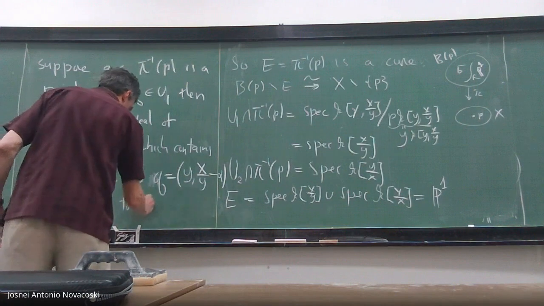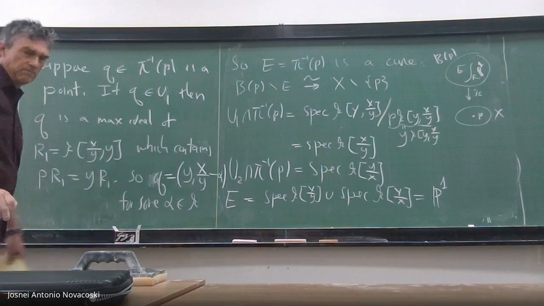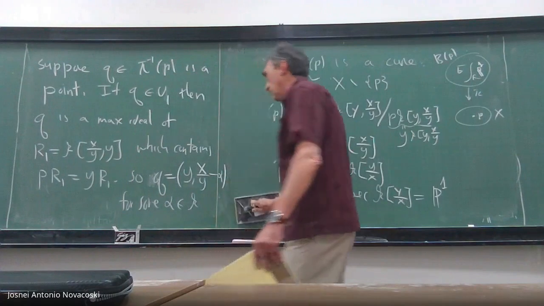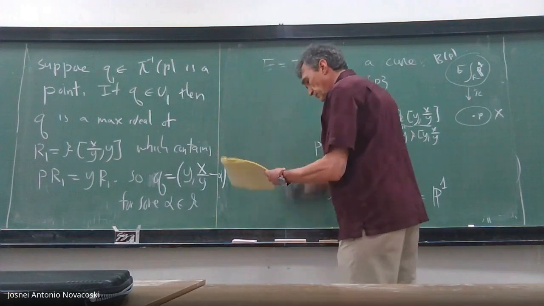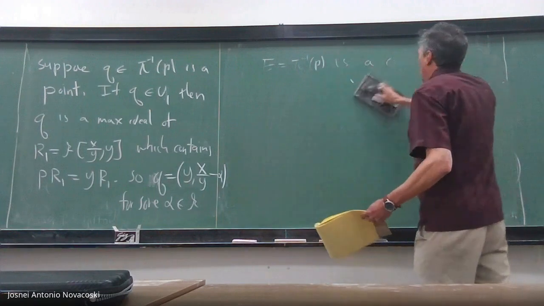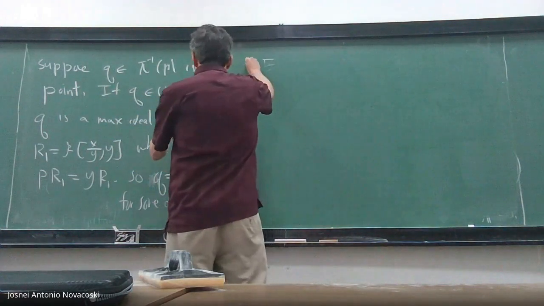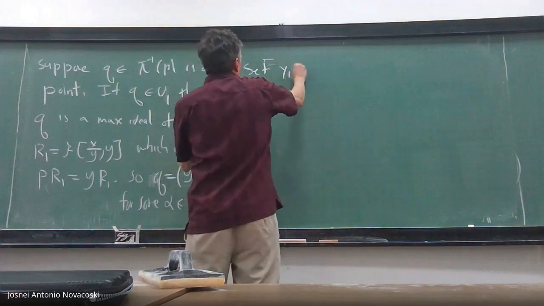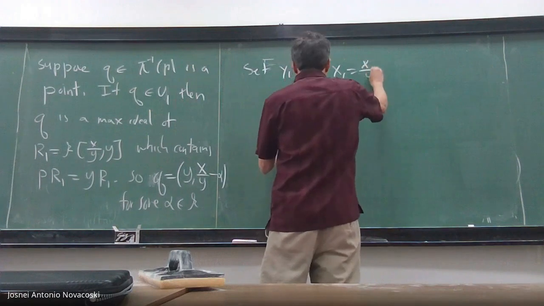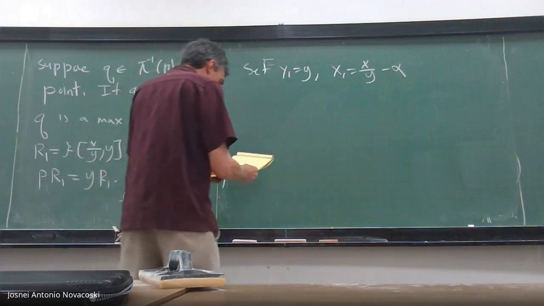For some alpha in K. You wouldn't have such a nice description if it's not algebraically closed, but since it's algebraically closed, one has a very nice description like this. Okay, so in fact, one can analyze the situation by setting y1 equal to y, and x1 equals x/y minus alpha, which are regular parameters at that point.